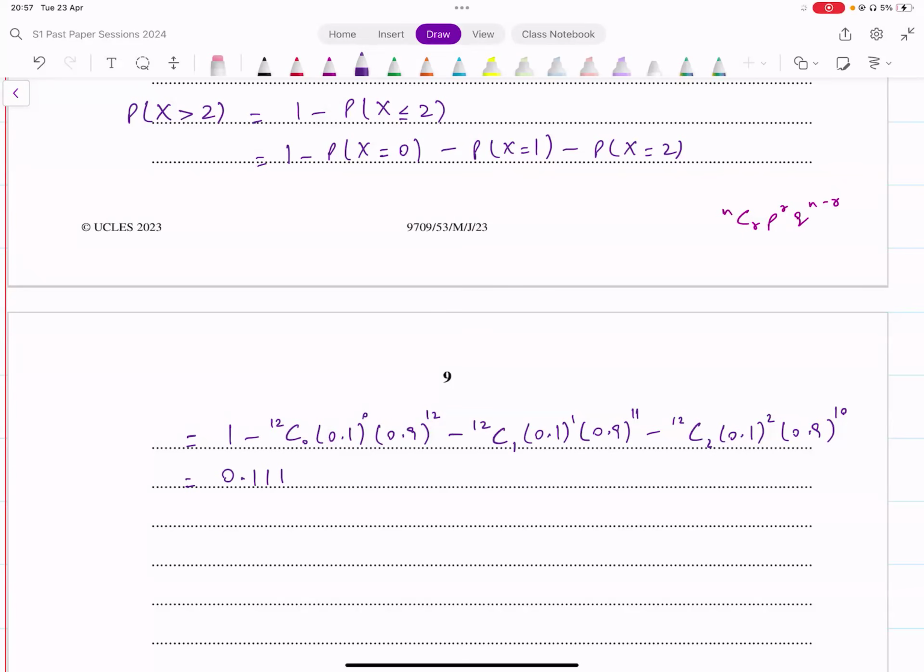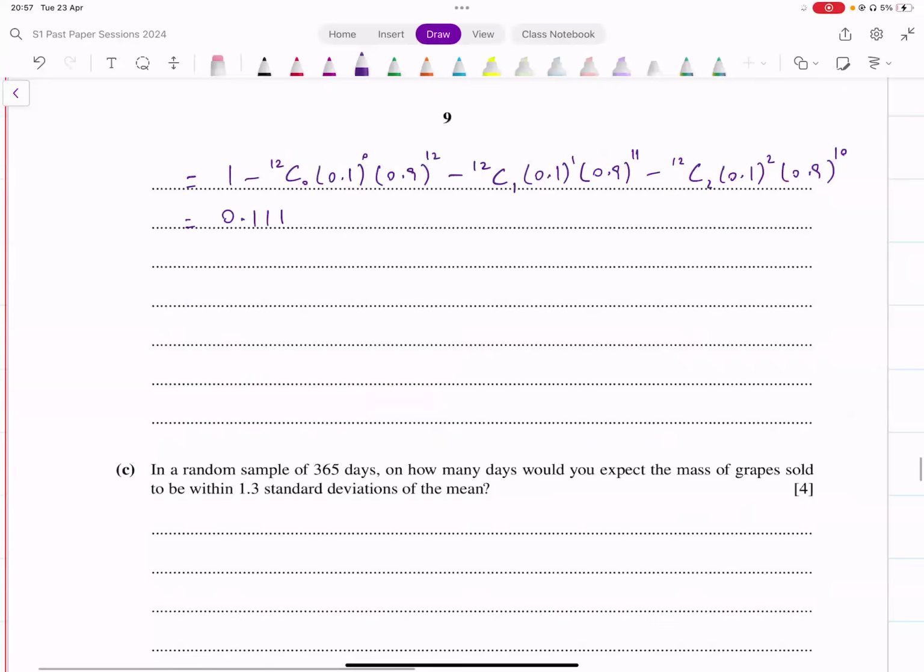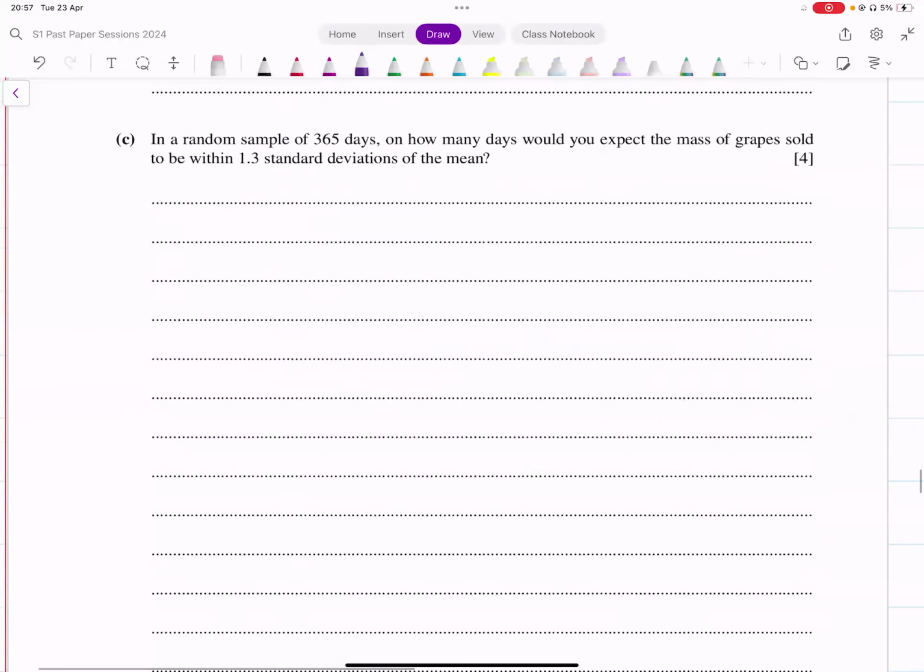All right, let's look at the next part now. In the next part, it says, in the random sample of 365 days. So now we're talking about 365 days. On how many days would you expect the mass of grapes sold to be within 1.3 standard deviations of the mean? Okay, so now we've got 365 days. On how many days would you expect it to be within 1.3 standard deviations?